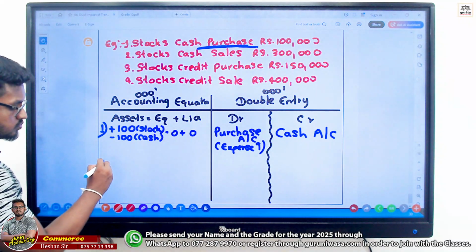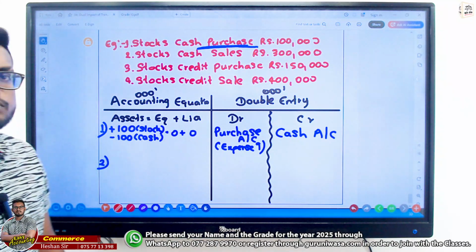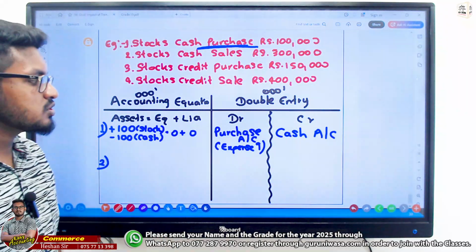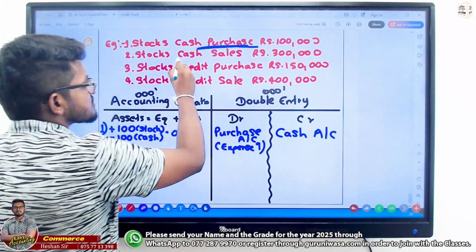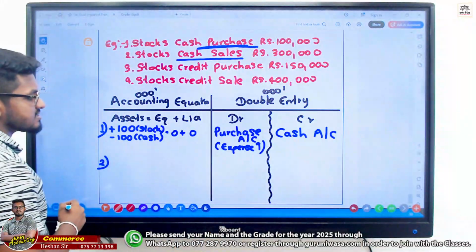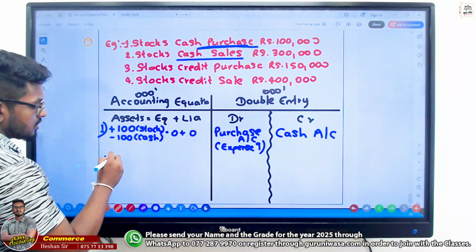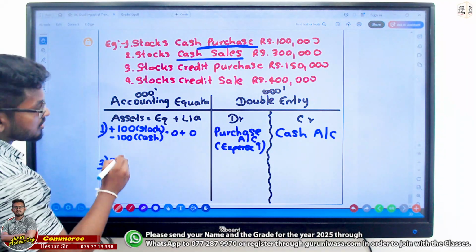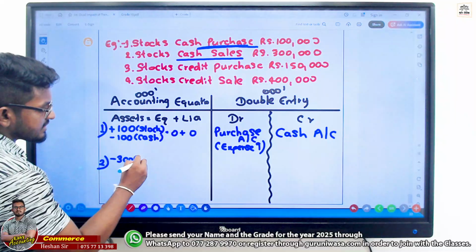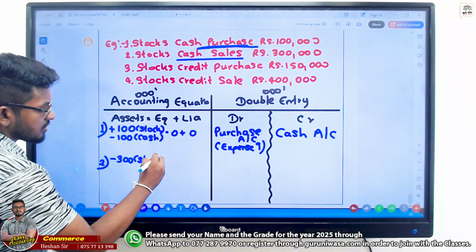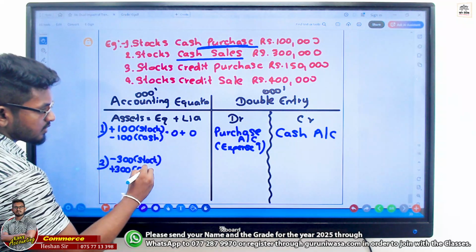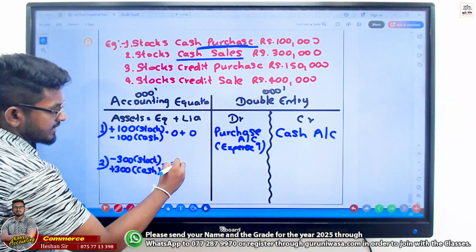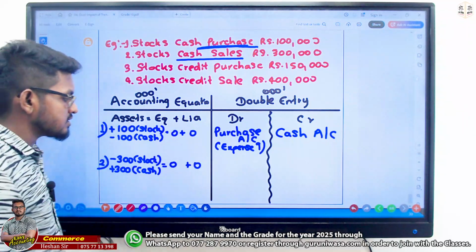Number 2. Next one. Stocks cash sales. When we sell our stocks on cash sale, 300,000 stock asset decreases and 300,000 cash asset increases. Equity and liability zero. All clear to you guys?